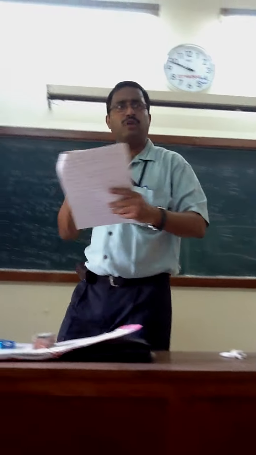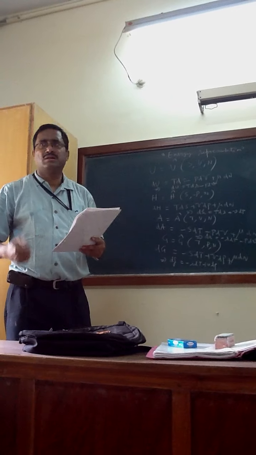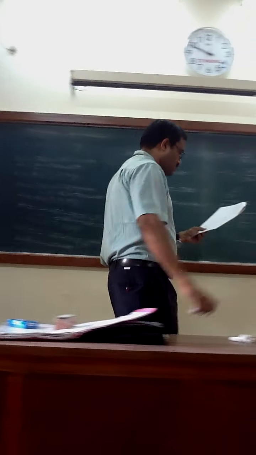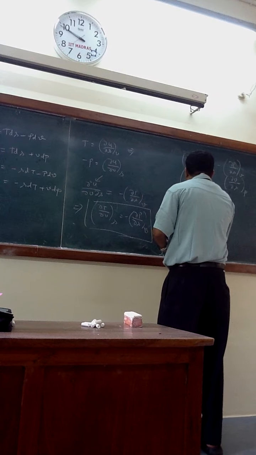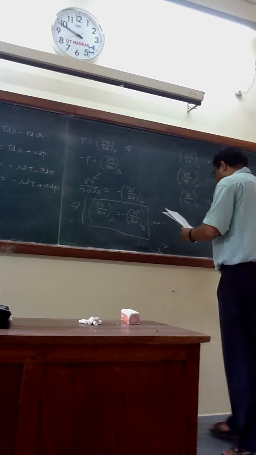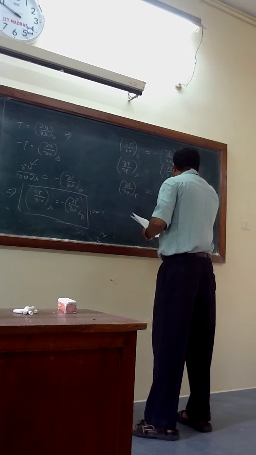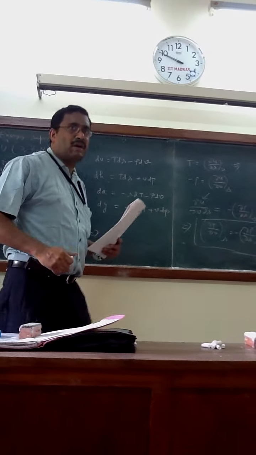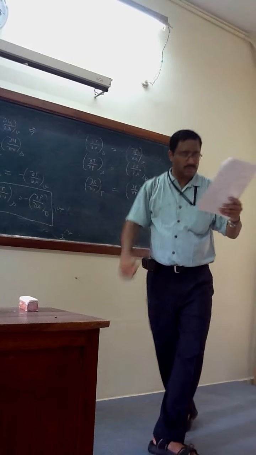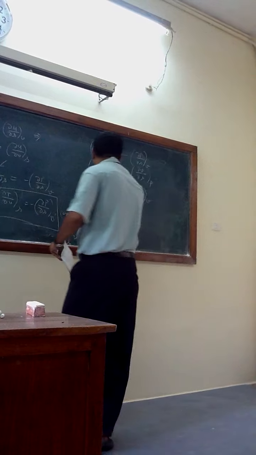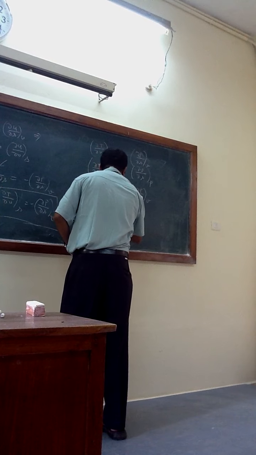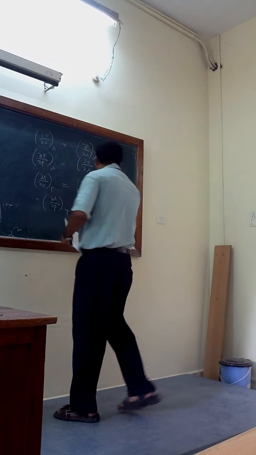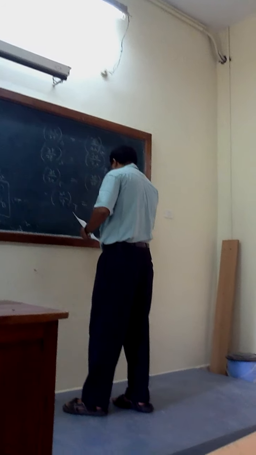Third relationship. Who will find the third relationship? Third relationship from the Helmholtz free energy. Who will volunteer? Yes. ∂S/∂V at constant T equals ∂P/∂T at constant V. Last relationship. Minus ∂S/∂P at constant T equals ∂V/∂T at constant P.